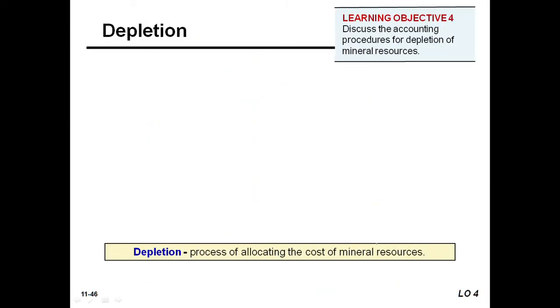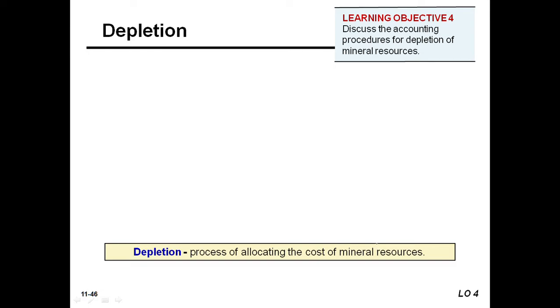I'm going to the last objective, that is depletion. I'm sure you remember the word depletion from your accounting 2 classes. It is the same idea as depreciation. However, depletion is the allocation of cost for a special type of asset. It is the asset which is basically mineral resources.